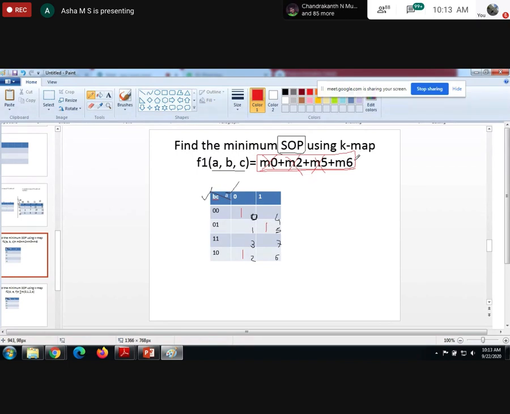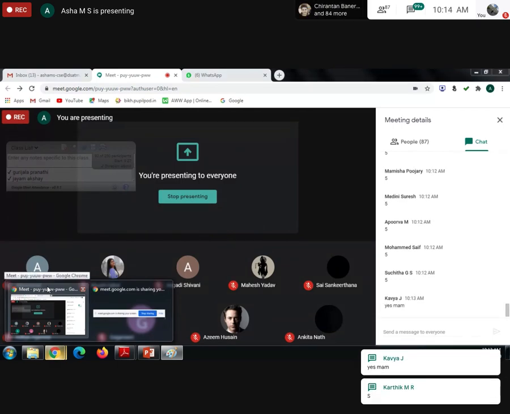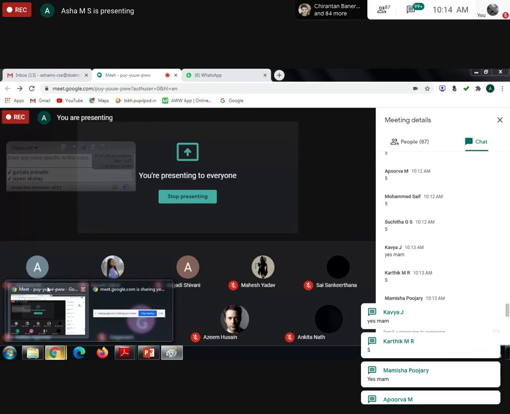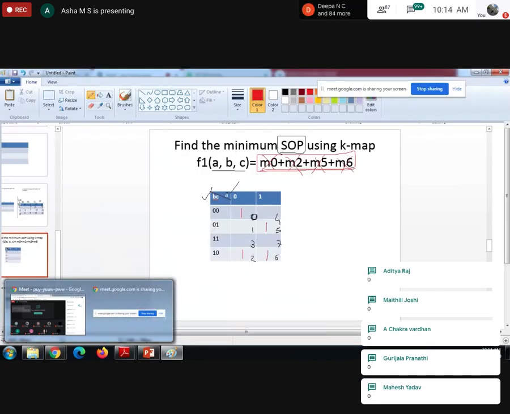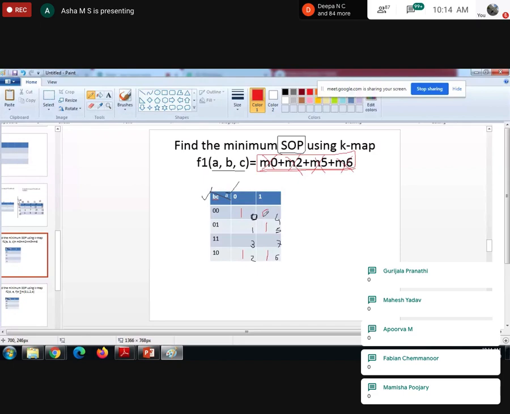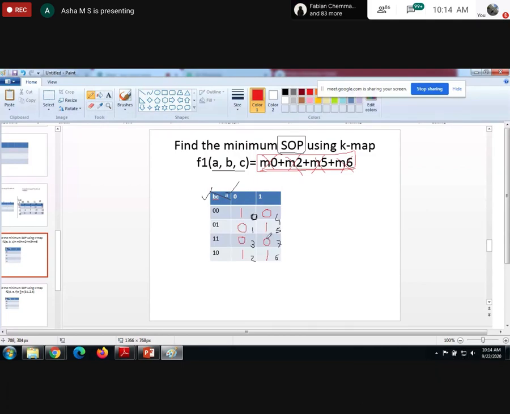Next I have m6. m6, equivalent to decimal 6, is in this cell. So place it. Is it clear? Guys, are you clear with this? Okay. Now what about the remaining cells? What are you going to fill in them? The remaining cells should be filled with 0. Very good. Write it. Remaining cells will be 0.